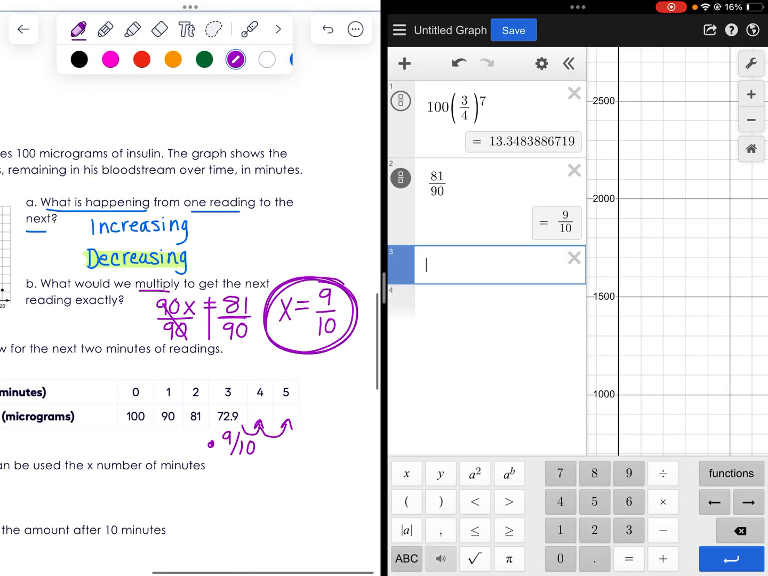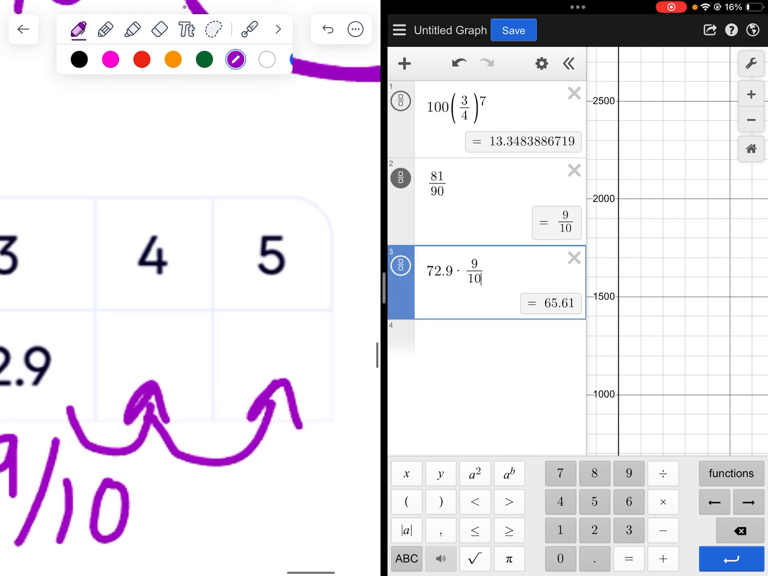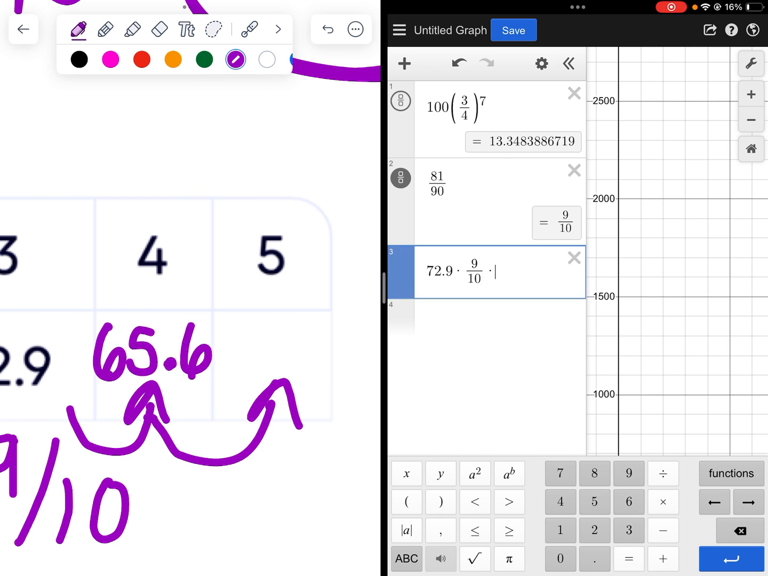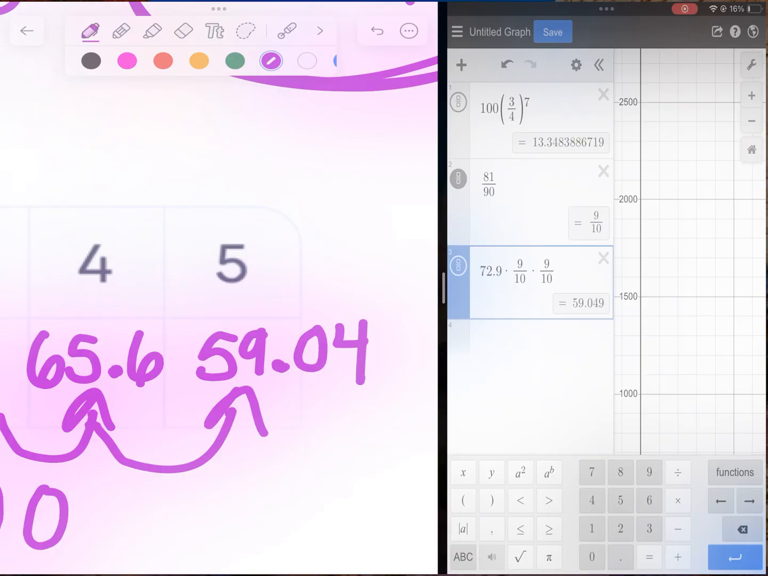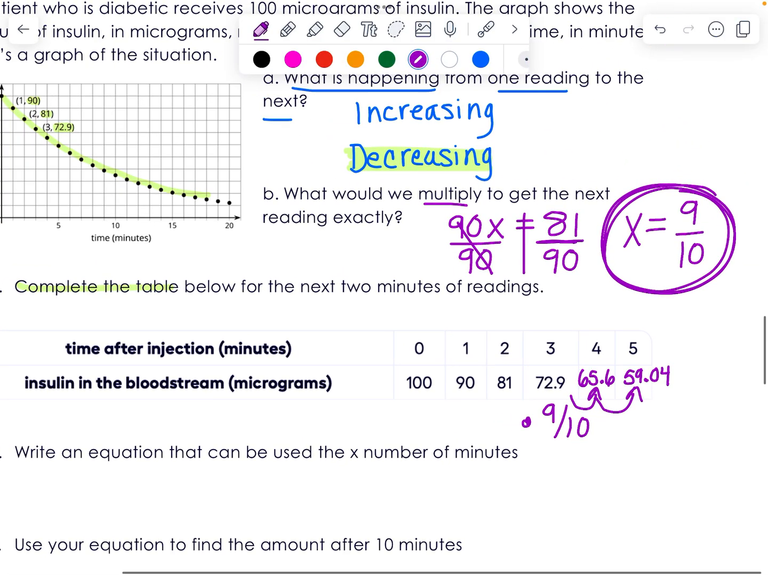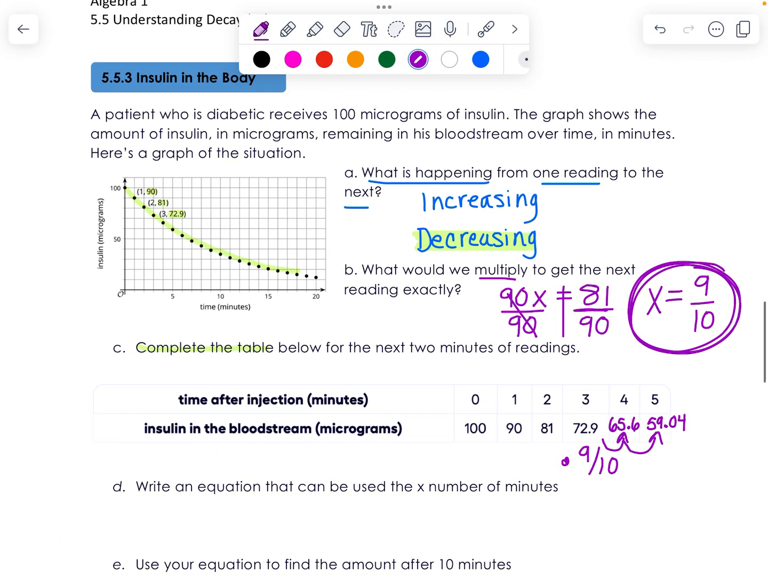So we have 72.9 times 9 over 10. Not a whole lot of space here, but this says 65.6. We'll just do that. And then times 9 over 10 again, and we get 59.04. So we found the growth factor. We use that by multiplying to get the next number in the table.